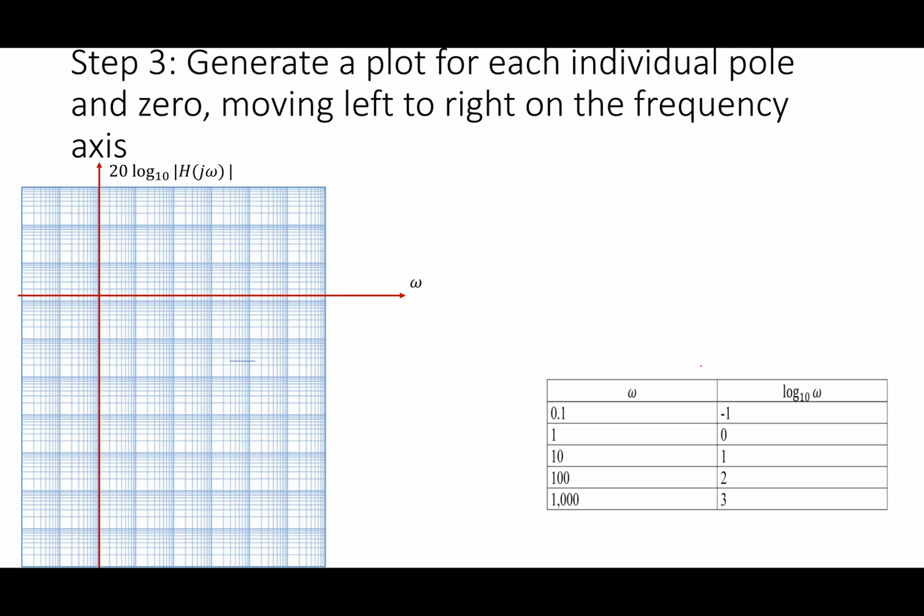What do I do if I have a pole? I start with it at 0 dB, and then it goes down at what point? At 10 to the fifth, all right? So it starts flat and drops. If I had a 0, it would start flat and rise, okay?